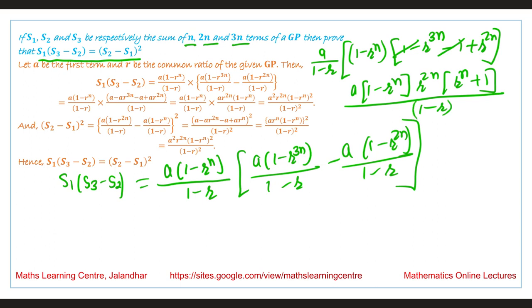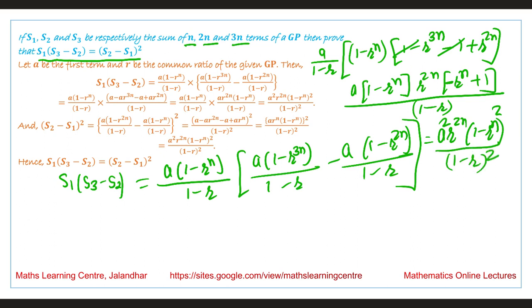So this value comes out to be, with the minus sign over here, a r raised to the power 2n into 1 minus r raised to the power n whole square. Here a is common from these two terms, so we have a square over here, divided by 1 minus r whole square.